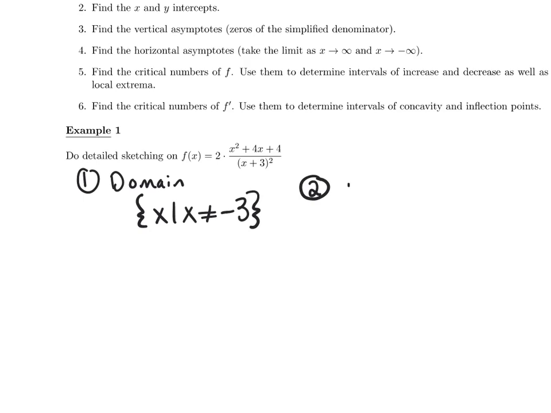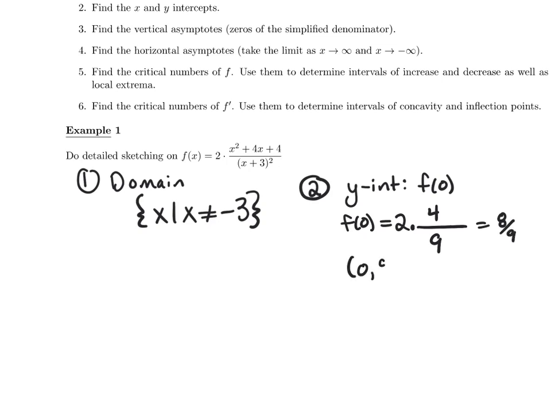If you want to find a y-intercept, that's the easier one to find. You're just going to evaluate f of 0. So if I evaluate f of 0, I have a 2. These first two terms are just zeros. So I have a 4 and then 9. So 2 times 4 ninths, that's times, not 2 and 4 ninths, is 8 ninths. So I have (0, 8/9).